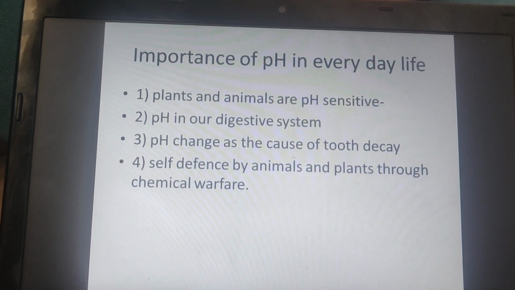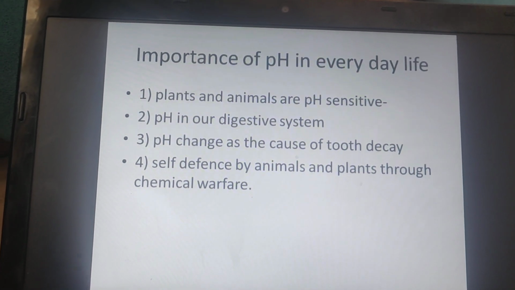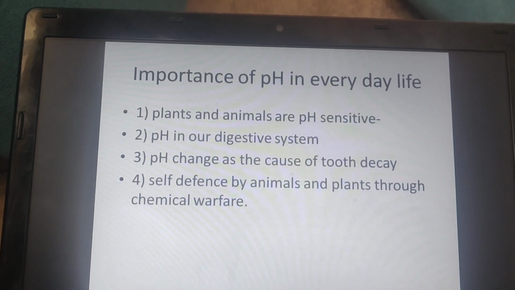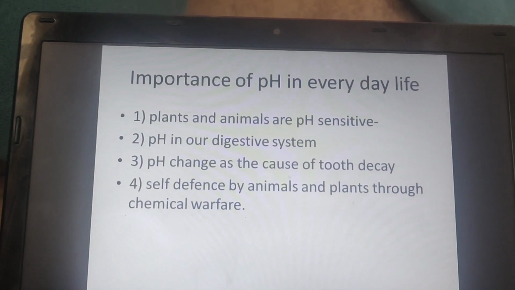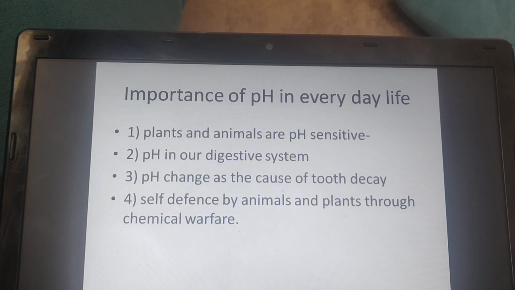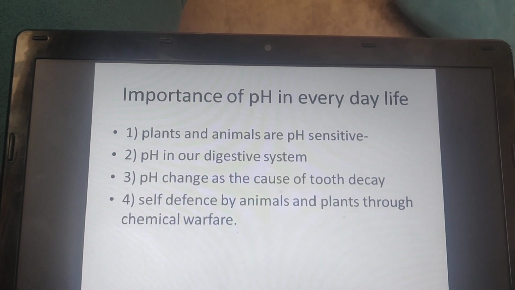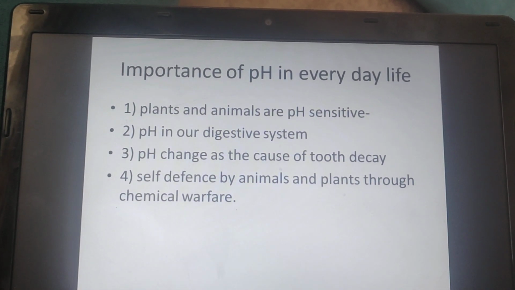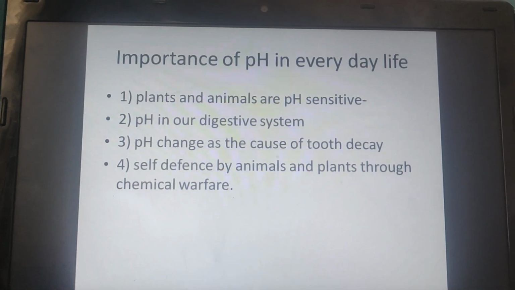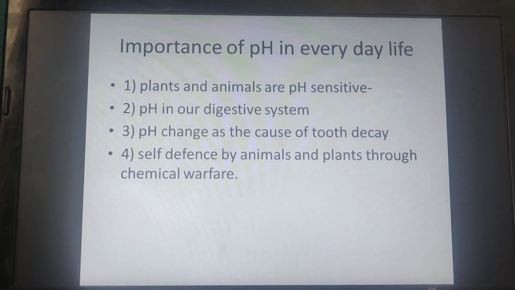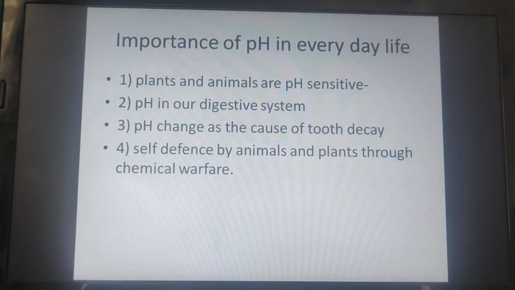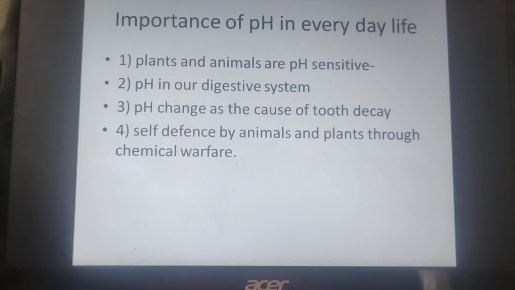But children, next to the nettle plant in nature, there is also another plant, that is the dock plant. If you take leaves of the dock plant and rub where you have that irritation, you get relief from that pain. So here, nettle leaves sting and release methanoic acid. When you apply dock plant, you get relief from it. So these are the 4 things, children.